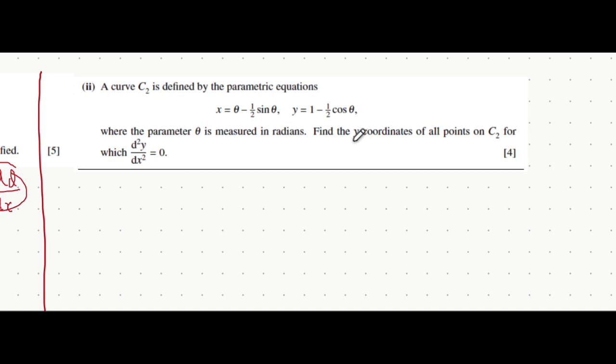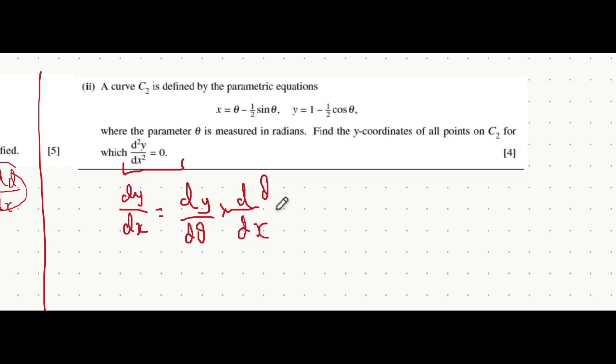It wants you to find all the y coordinates where d squared y over dx squared equals 0. So that's essentially what the left hand side is: what you get when you differentiate dy dx. So let's start by finding dy dx so that we can differentiate it. So again, we're going to form the expression that is dy by d theta multiplied by d theta by dx. Let's now break down each of these individual parts.